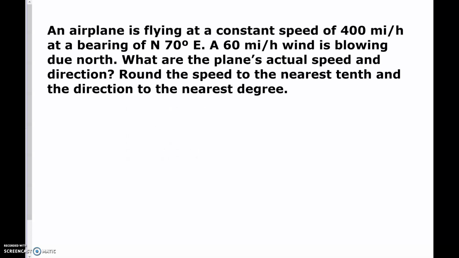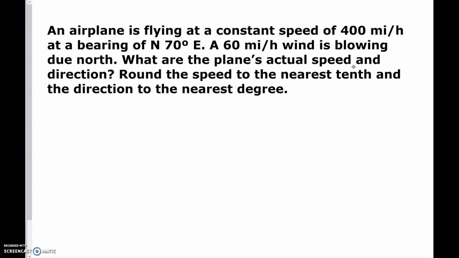All right, continuing on. We're not going to do our homework together here, but I have one more example to go through that's talking about vectors. An airplane is flying at a constant speed of 400 miles per hour at a bearing of north 70 degrees east, and there is a crosswind blowing that is due north. How is the wind affecting the speed of the plane? What are the actual plane's speed and direction? They're going to ask us to round to the nearest tenth and then the nearest degree.